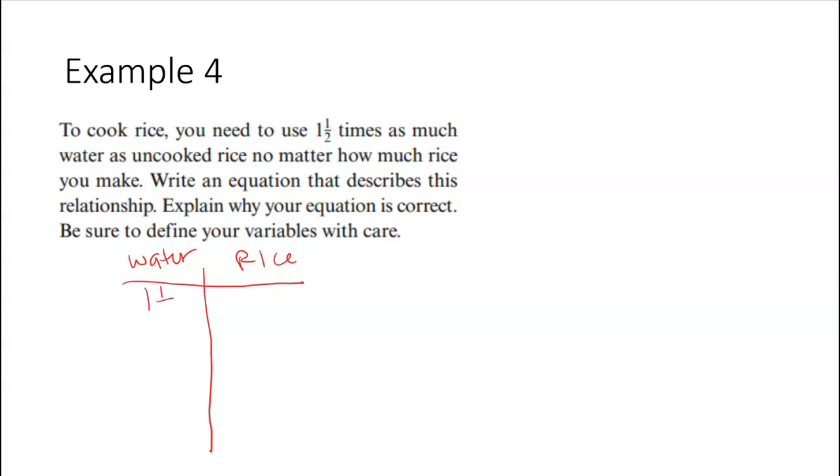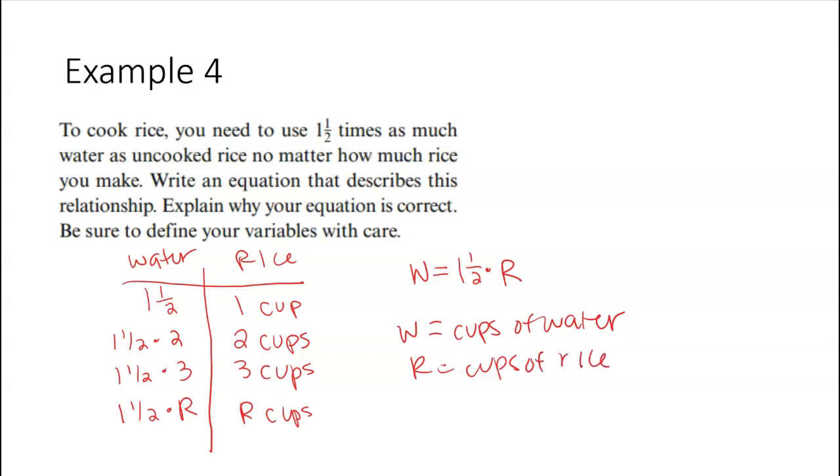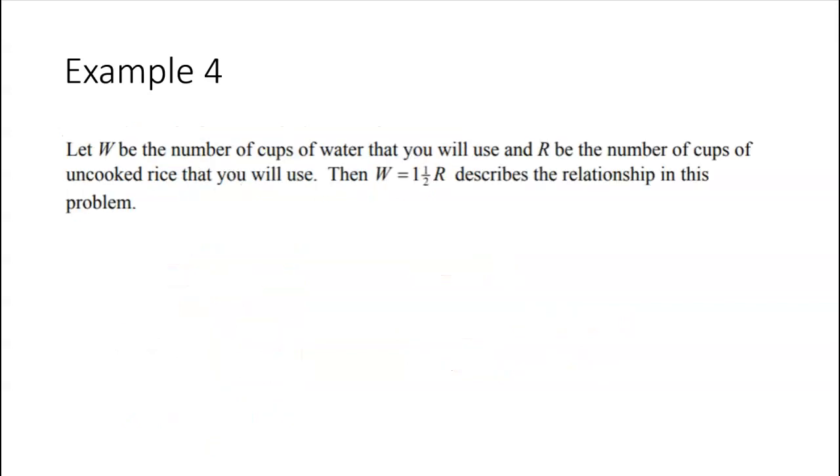So if I have 1.5 times water, that would be 1 cup of rice, right? 1.5 times as much. And then if I had 2 cups of rice, I would do 1.5 times the 2 cups, right? And then if I had 3 cups of rice, it would be 1.5 times the 3 cups. I'm just trying to make sense of what we've got here. So if I had R cups of rice, it would be 1.5 times R. So I can see that pattern there. So the water is equal to 1.5 times R, where W is the cups of water and R is the cups of rice. And again, making sense using a table to kind of see how that would go helped me build this equation. And here it is written out if you'd like to see that.